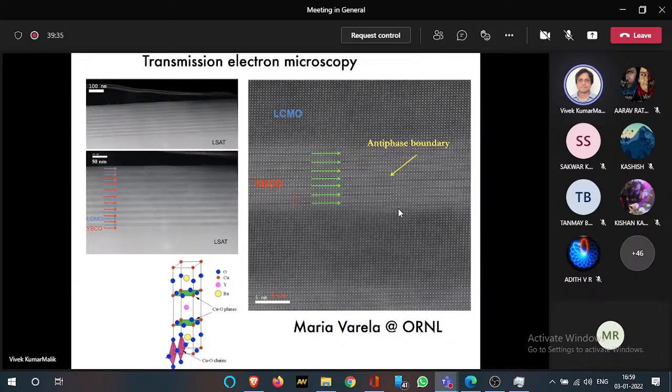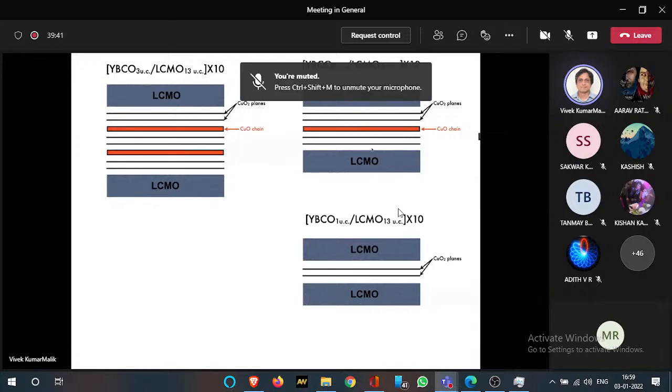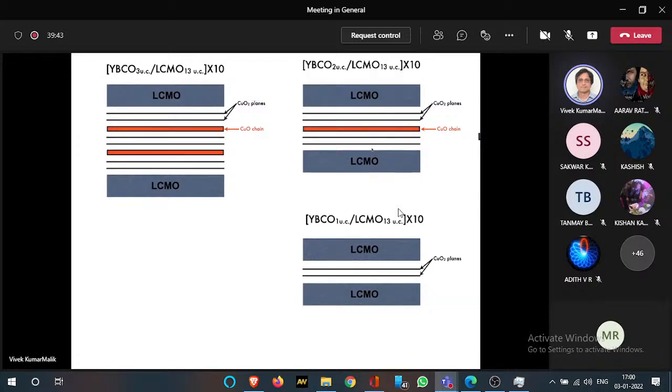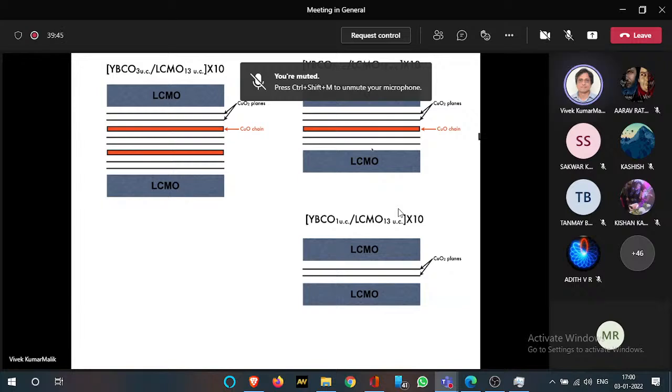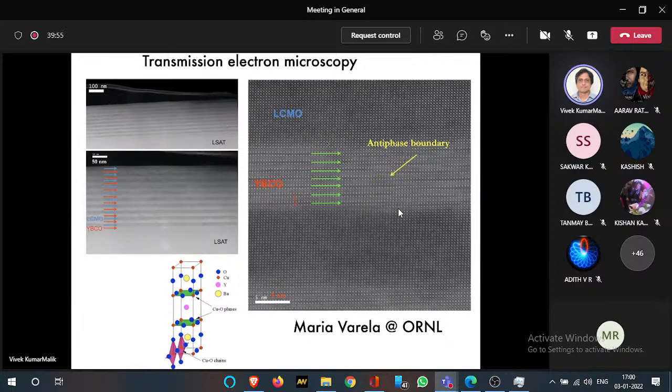Okay, so yeah, this is the transmission electron microscopy picture. What we can do is grow layers of different thicknesses, YBCO, LCMO, like 13 unit cells. But what we also observed is that at the boundary we do not have the chains at the interfaces of this YBCO LCMO. It grows in between.